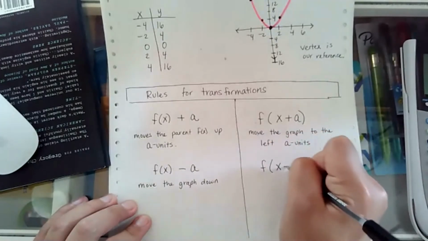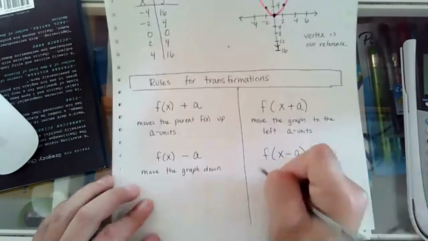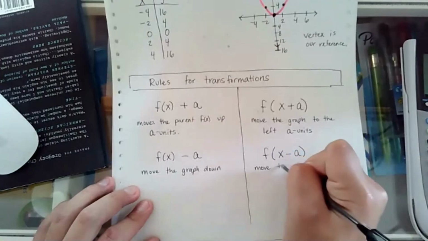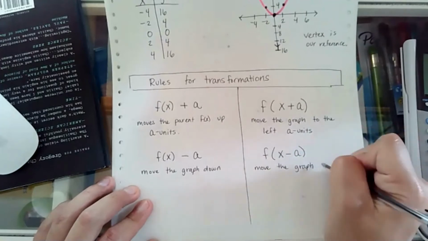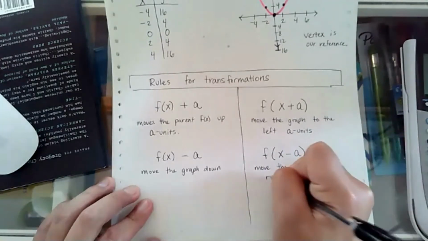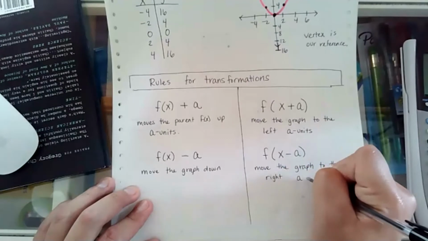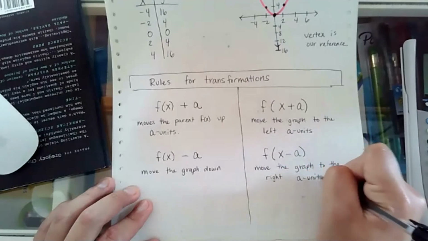For x minus a, we're going to move the graph to the right by however many units.